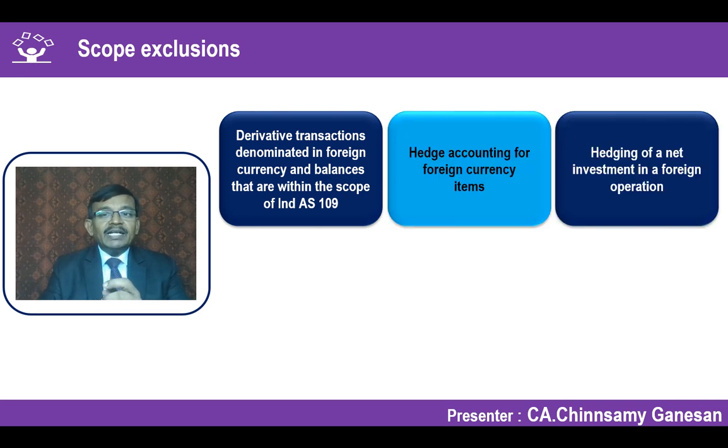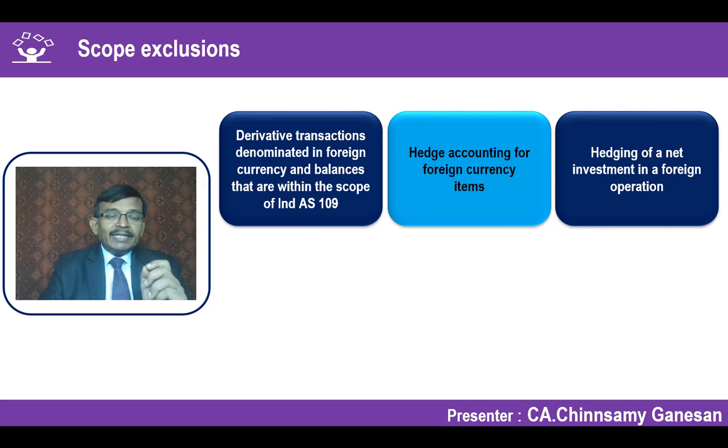Similarly, if an entity is doing a hedging of a foreign currency item, for example, it has exports, there is a receivable, and to ensure that the entity is not losing because of the changes in foreign currency, it goes for a forward contract covering the entire exposure and uses the hedge accounting provided as per Ind AS 109. Then again, that will not be covered under this standard. It will go straight to Ind AS 109.